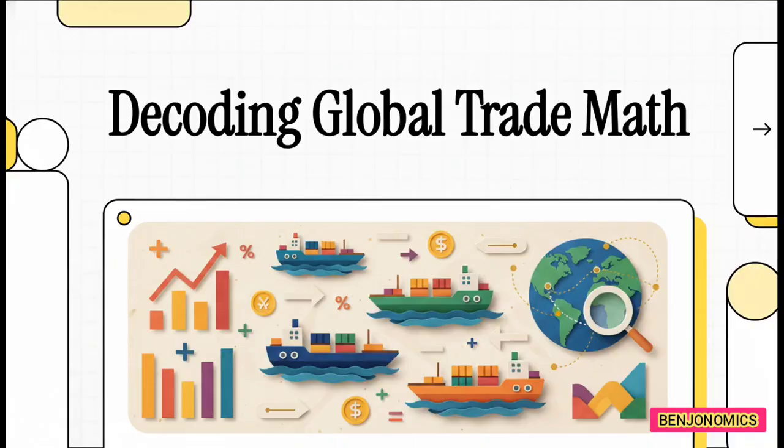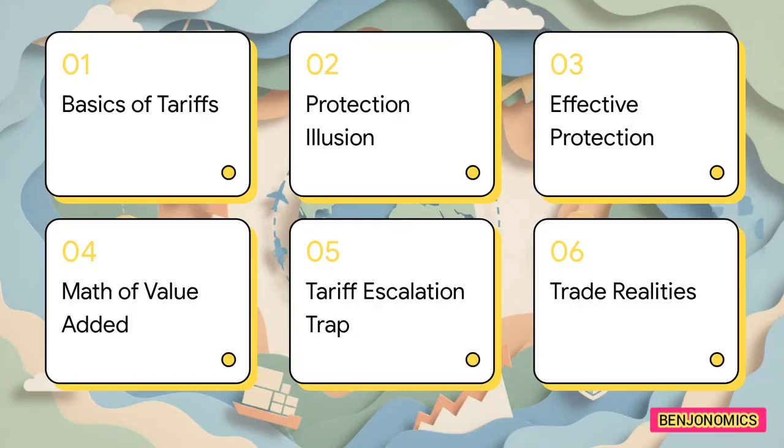Let's get into it. Okay, let's map out our journey. We're going from basic definitions right into the hidden traps of global trade. We'll hit the basics of tariffs, look at the protection illusion, define effective rate of protection, break down the math of value added, explore the tariff escalation trap, and finally look at some real-world trade realities.